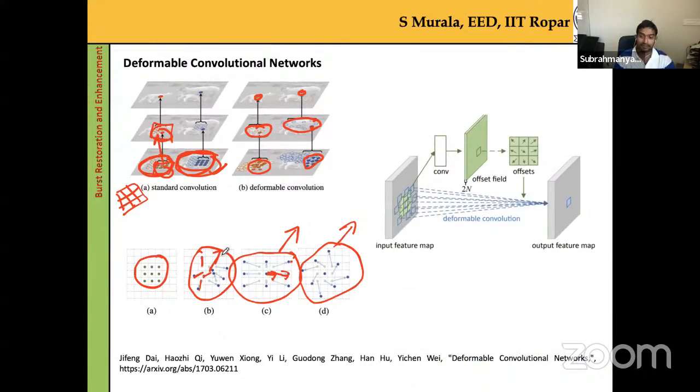So now let me explain how it works. Let's say I'm giving an input feature map or maybe an input image. On that it is taking, let's say this is the reference pixel, and it is collecting the convolution.